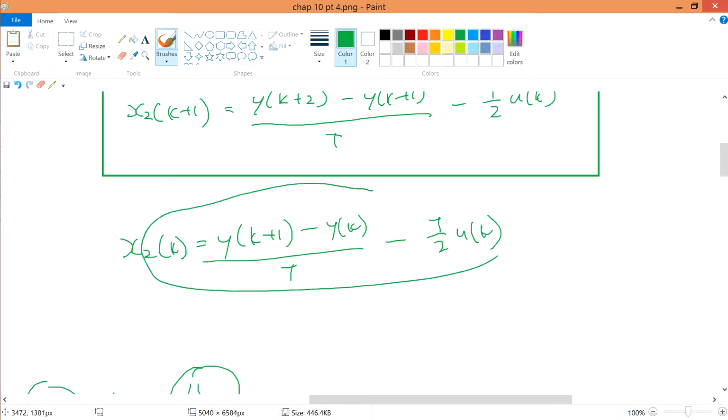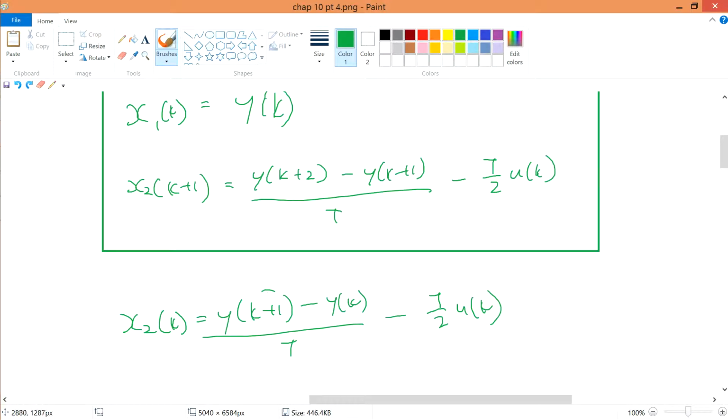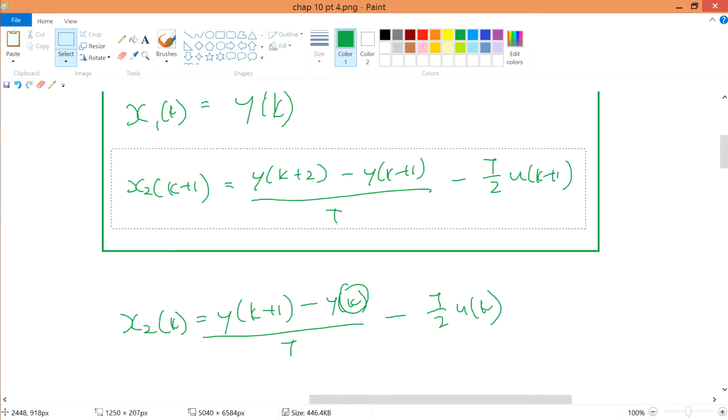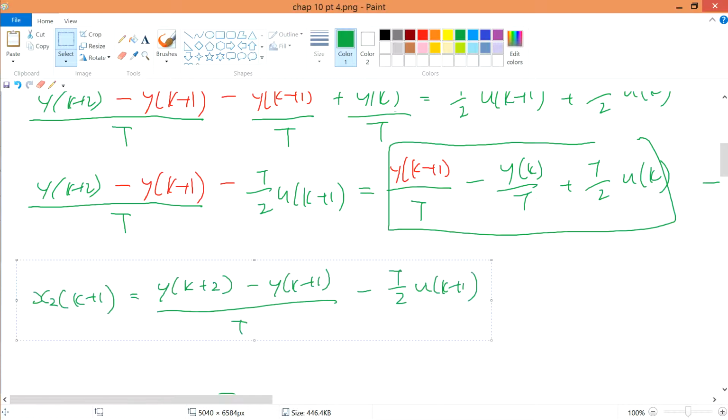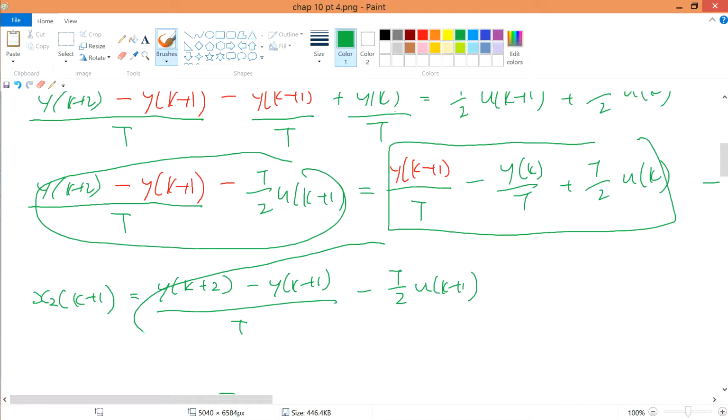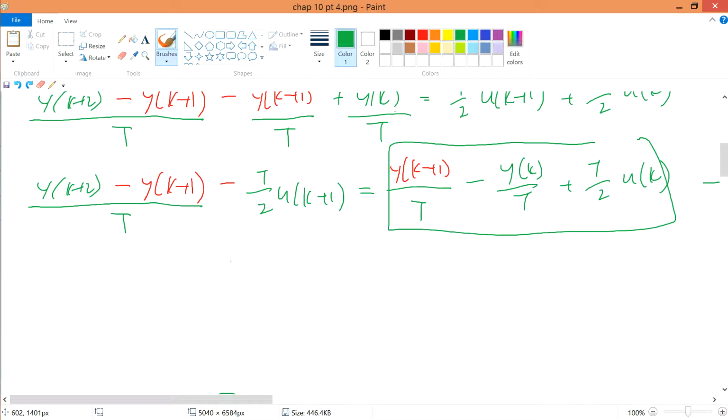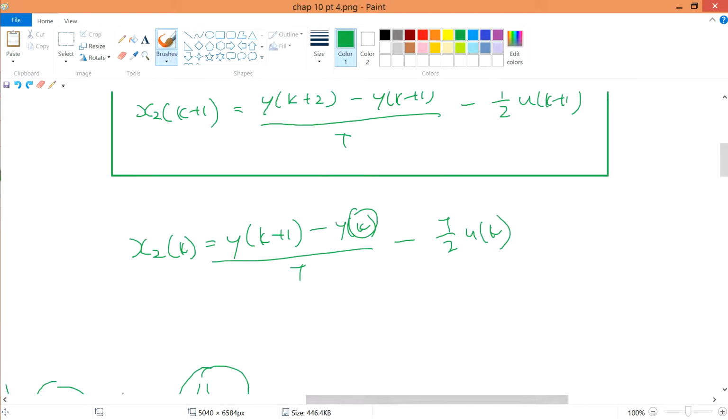Okay? So if it's x2k plus 1, just simply everything plus 1. K plus 1 I'll change to k plus 2. K I'll change to k plus 1. UK I'll change to UK plus 1. Okay? So if I were to copy this thing over at this side, you just take a look. It's the same thing now, right? This thing over here is this thing. So I could say that this thing is x2k plus 1, because it's a shift of x2. Alright, so these are the things that you may need to know.